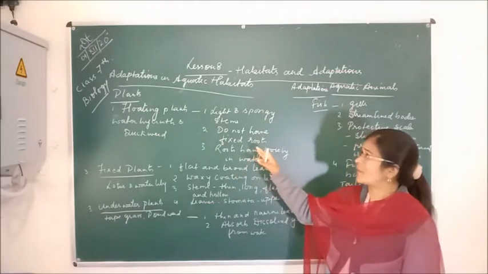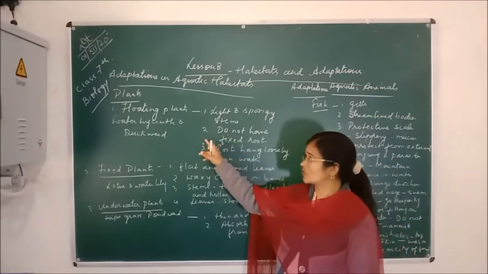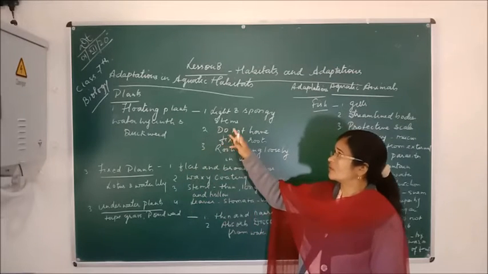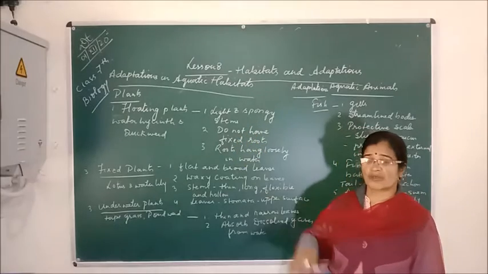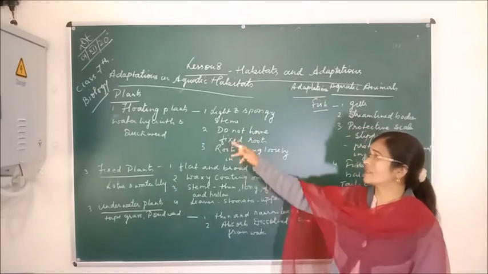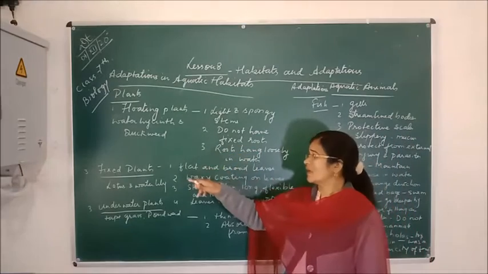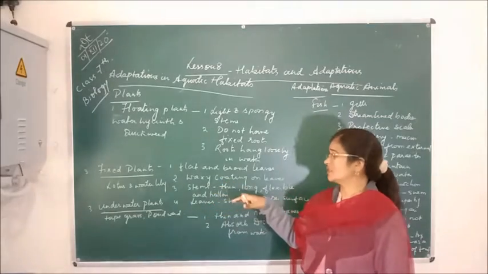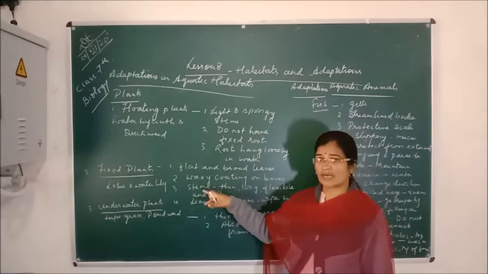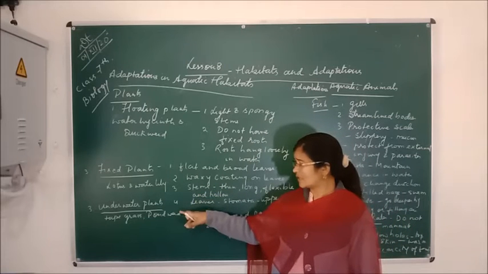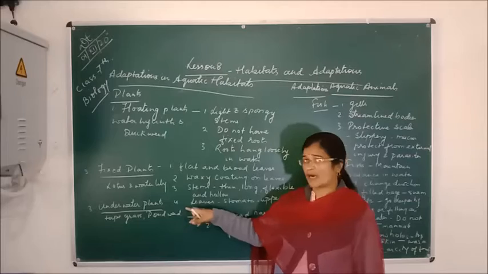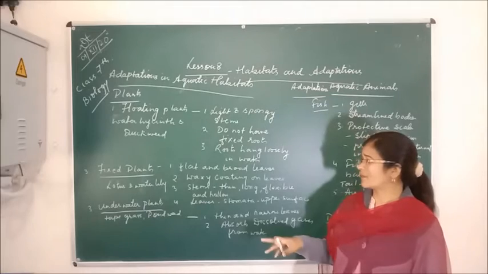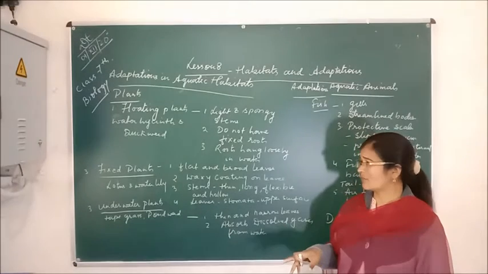The different aquatic plants are floating plants, this I have already told you, fixed plants and underwater plants. Floating plants are those plants which float on the surface of water, like water hyacinth and duckweed. Fixed plants are those which are fixed at the bottom of the water, like lotus and water lily. And the third is the underwater plants. Underwater plants are those plants which are under the surface of the water, like tape grass and pondweed. These are the underwater plants.